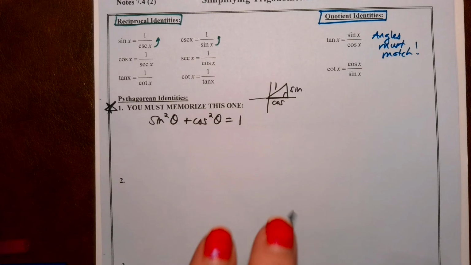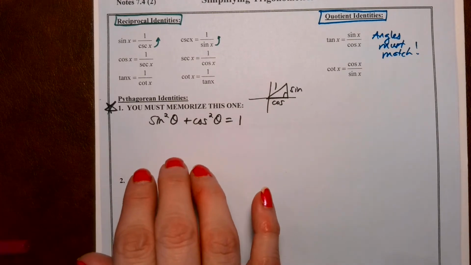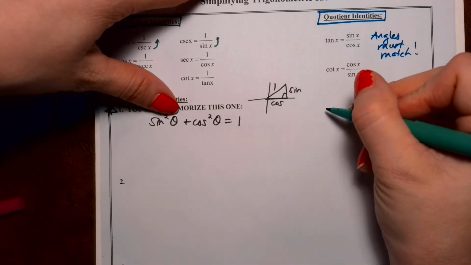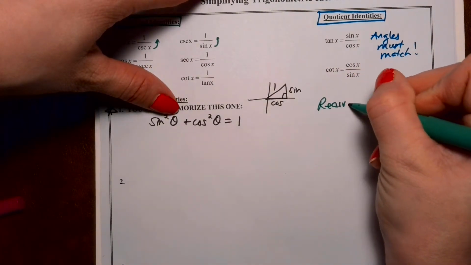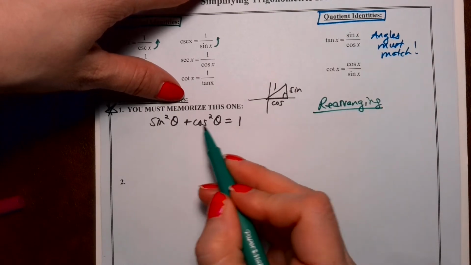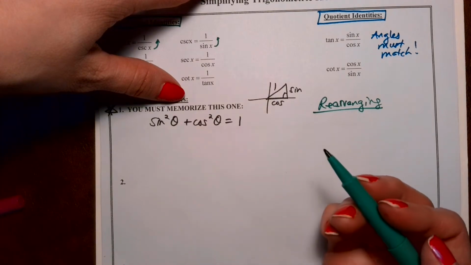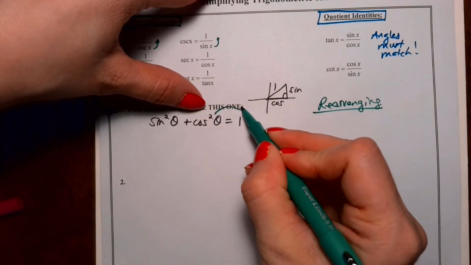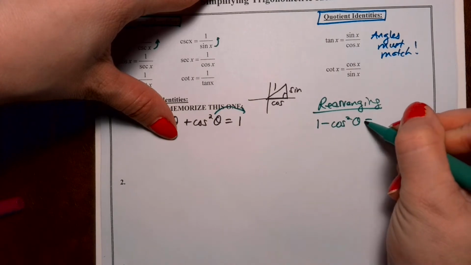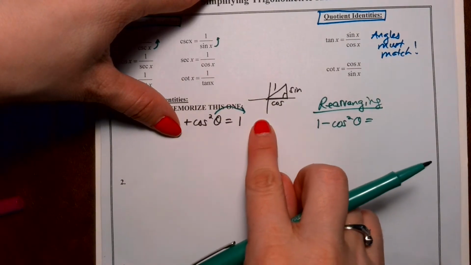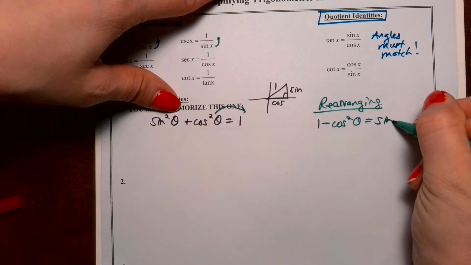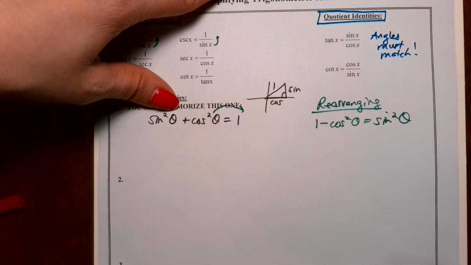Okay. Now, you can have other versions of this. We're not going to memorize all the different versions, okay, but we could rearrange. I'm just going to call that rearranging. Because sometimes in the problem, you don't have it exactly like this. For example, what if we saw 1 minus cosine squared of theta? If this was minus, and all of this was on the right, then that would equal sine squared of theta.